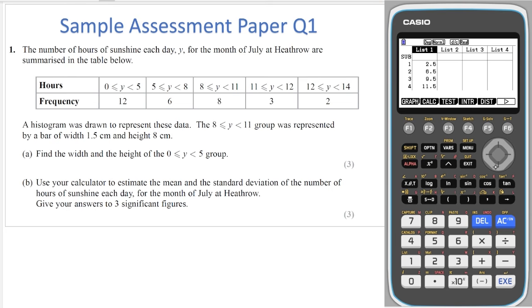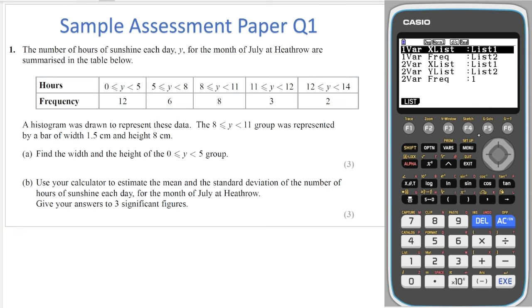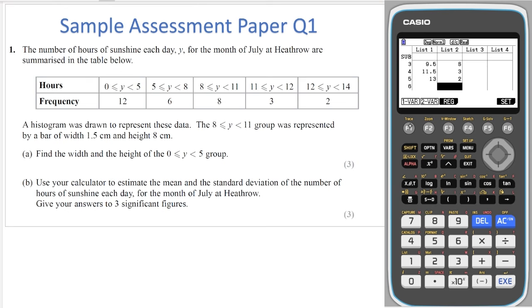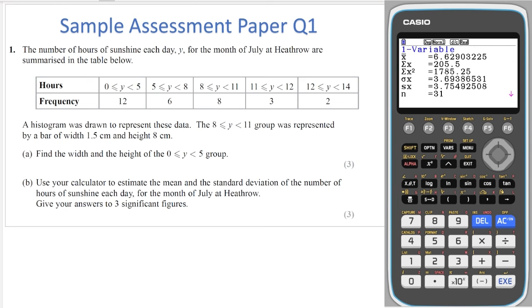Okay, I press down and it pops me back up to the top, and I type in my frequencies here: 12, 6, 8, 3 and 2, and then I press calc, and then I go to set, and I want to make sure that I'm doing a one variable calculation here. I want the x values to be my list 1, and I want the frequency values to be list 2. So that's perfect. If you have to change it, then you can just type in the number, I want that to be list 2, and press execute. So that's good.